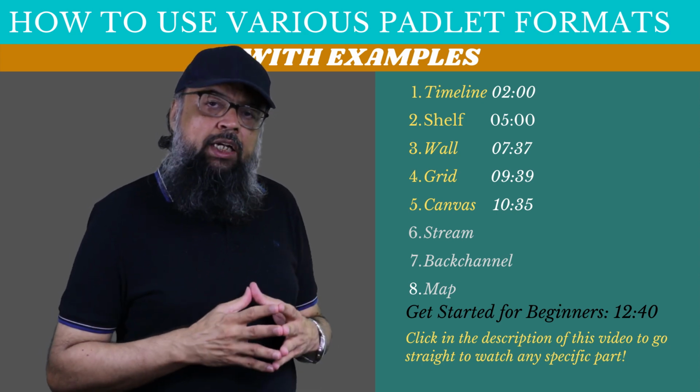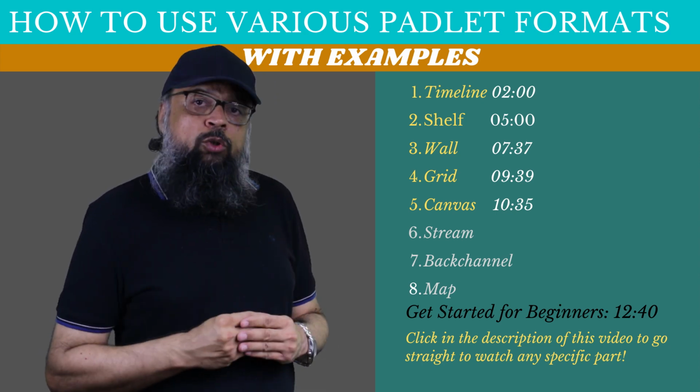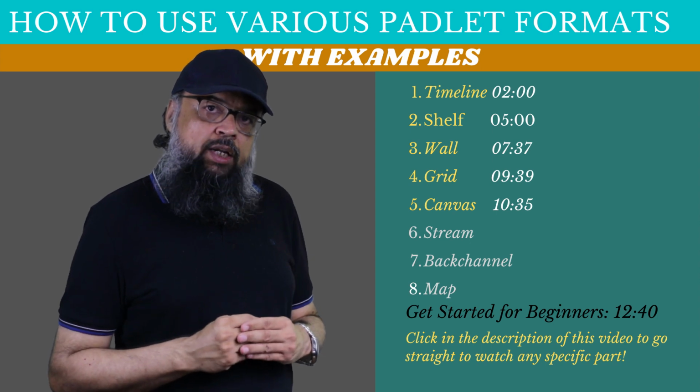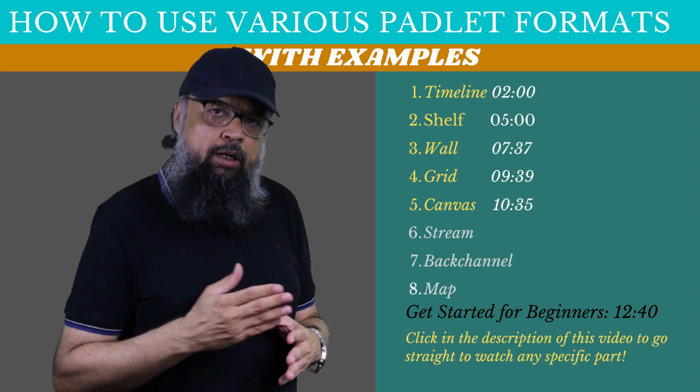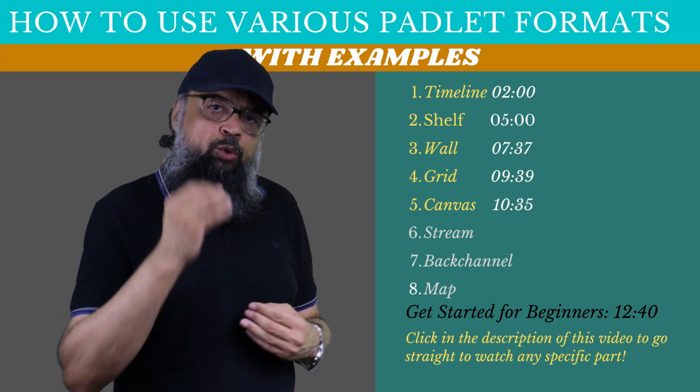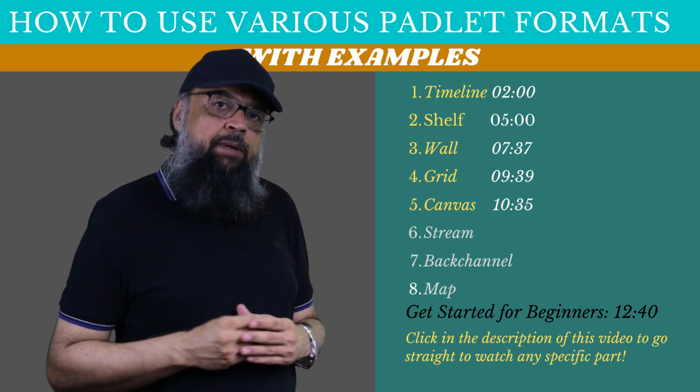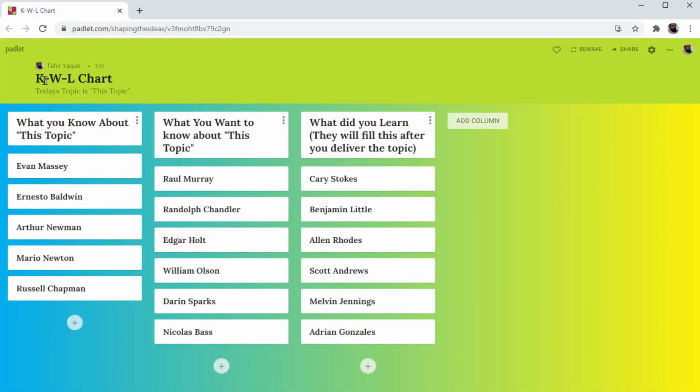And this way you will engage them with your class. Now the next example I'm going to show you is the shelf layout of Padlet, and in this layout you have columns, and in those columns you put your content. Now the first example is a chart known as KWL chart. K means known. What is known about any topic?